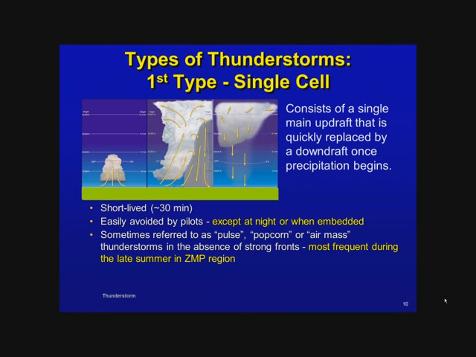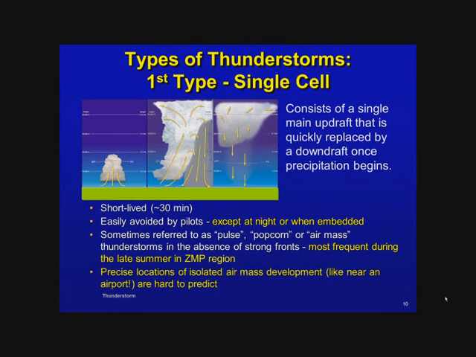Most frequently, they occur in the Minneapolis region during the late summer in the absence of fronts, but you do have very moist tropical air present. The hard part of dealing with single cells from an aviation perspective is that the precise locations of isolated air mass development are hard to predict.